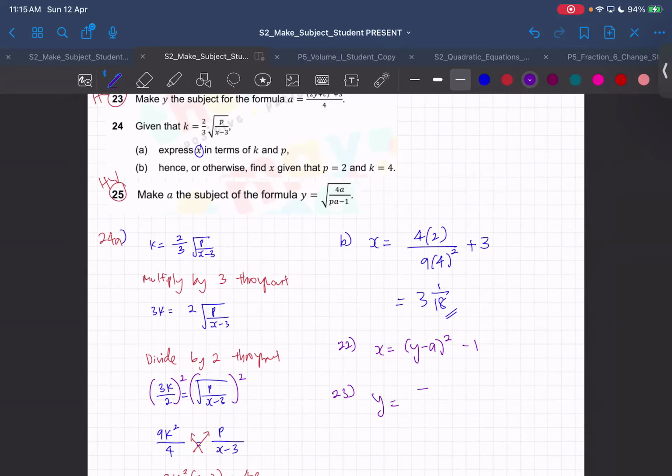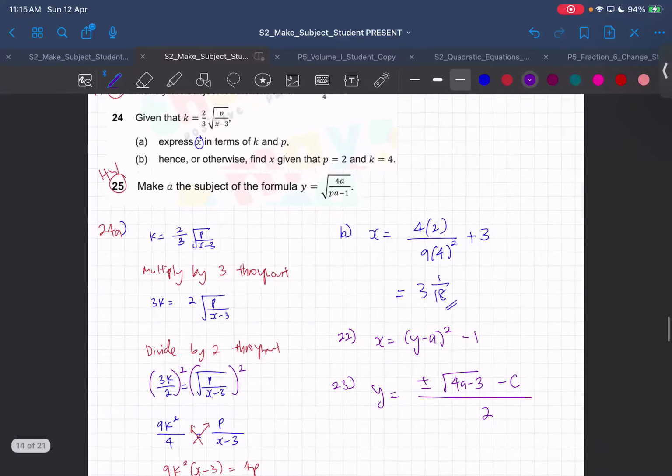y equals to plus minus 4a minus 3, then minus c over 2. Do you get this? If not, I can go through also.